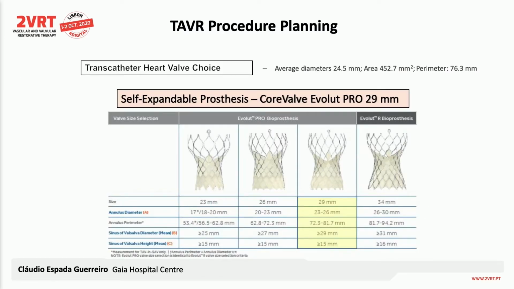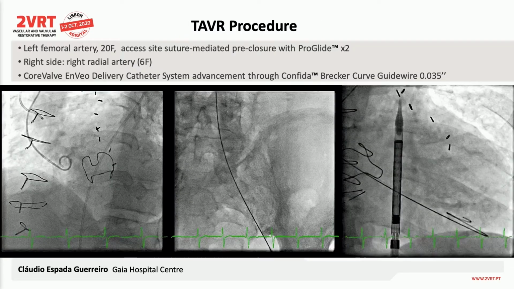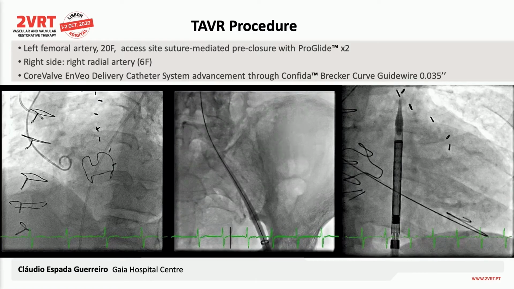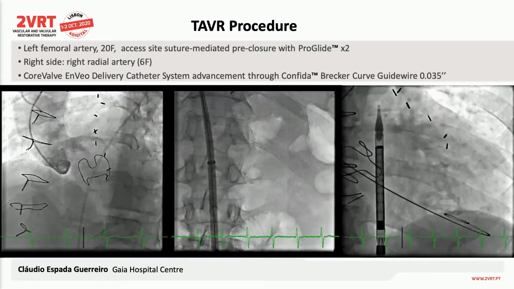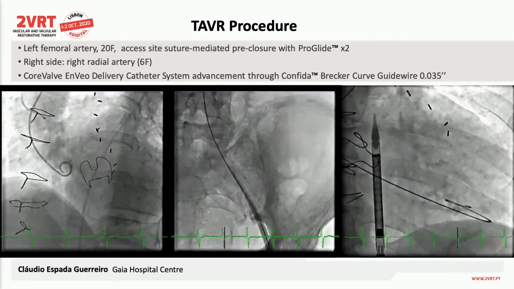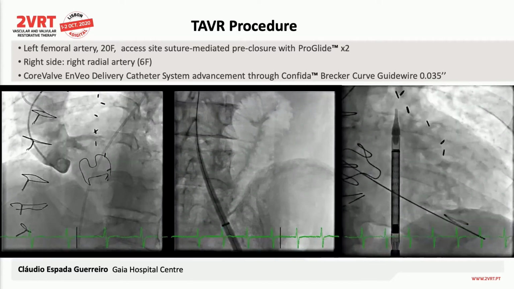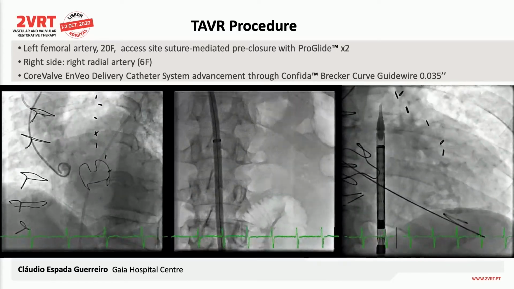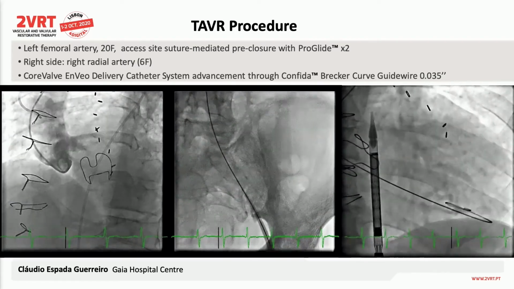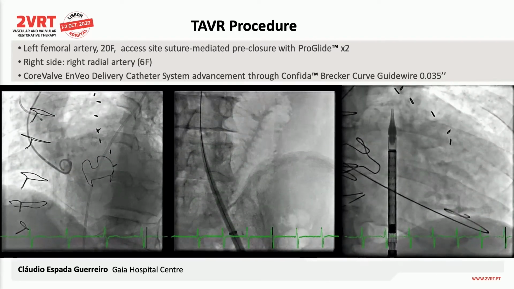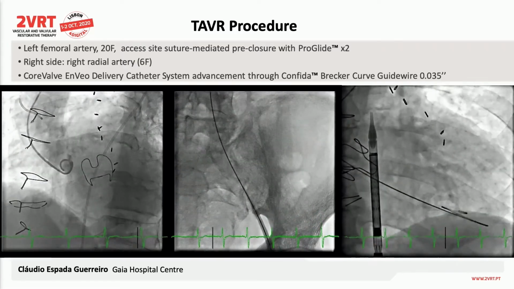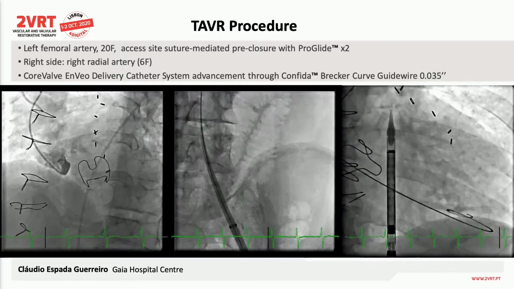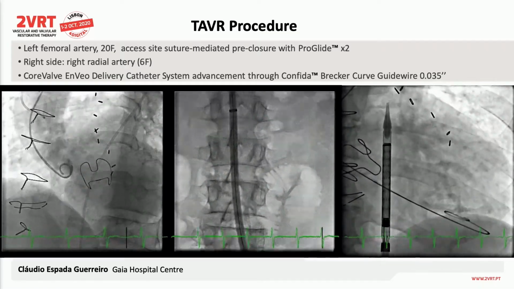We chose a CoreValve Evolut Pro 29 millimeters for this clinical case through the transfemoral route, and see the vascular access that was pre-closed with 2 ProGlide. The first aortography with the pigtail in the non-coronary cusp shows the calcified aortic valve and the aortic regurgitation. In the second image, we can see the advancement of the delivery system of the CoreValve through a Confida guide wire.